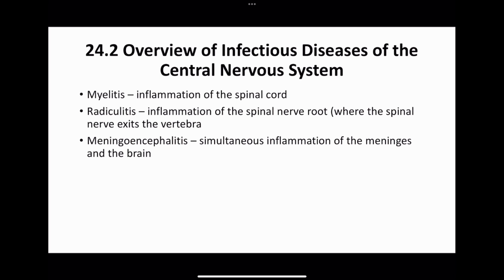Viruses can also cause myelitis, which is inflammation of the spinal cord, or radiculitis, inflammation of the spinal nerve root, where the spinal nerve exits the vertebra. Meningoencephalitis is a combination of terms used to diagnose inflammation of the meninges and brain. The combination of terms is used because more than one site is infected. That can be done through infection or by chemical insult.